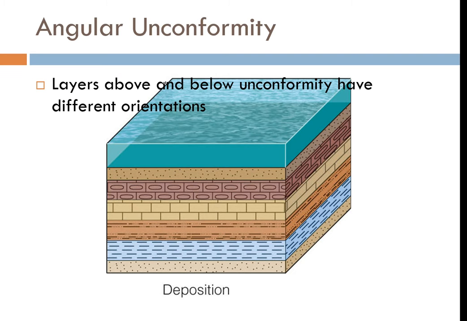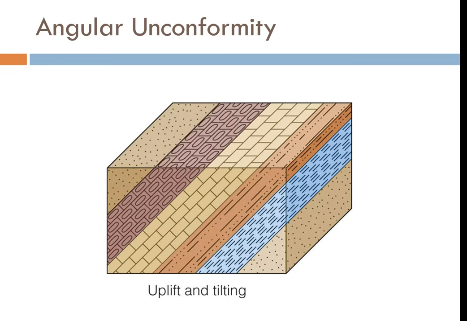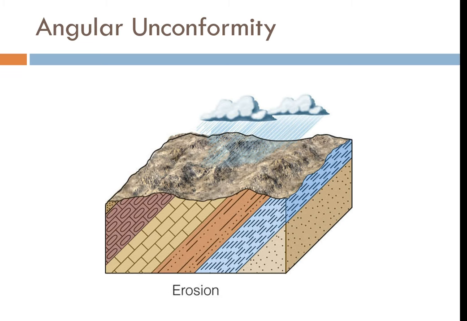So an angular unconformity, you've got layers that are above and below the unconformity that have different orientations. So for instance, we're going to start with nice flat horizontal rocks, just like we're supposed to, thanks to the law of original horizontality. But then something's going to happen. We're going to tilt those rocks over. This could be two plates running into each other and folding the rocks and making mountains. This is not uncommon. All right, so we're going to tilt them over. Then we're going to erode them. There's your erosional surface.